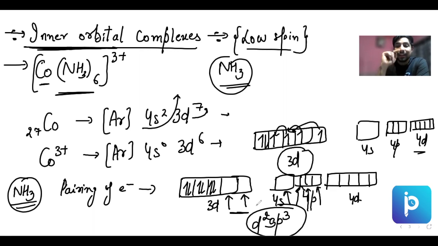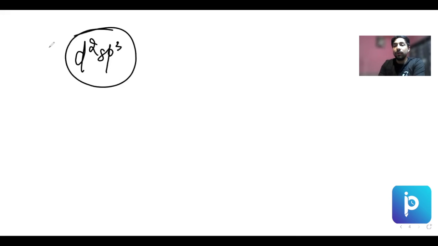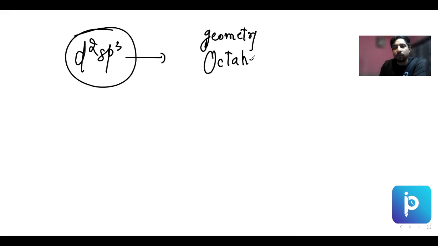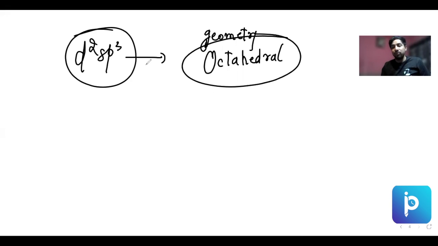Why? Because which orbitals are used? Inner orbitals are used. By which ligand? The ammonia ligand. And that ligand decides which orbitals are to be used. So the hybridization that comes out is d2sp3. Now d2sp3 hybridization corresponds to which geometry? That is octahedral, right? D2sp3 corresponds to the octahedral geometry.